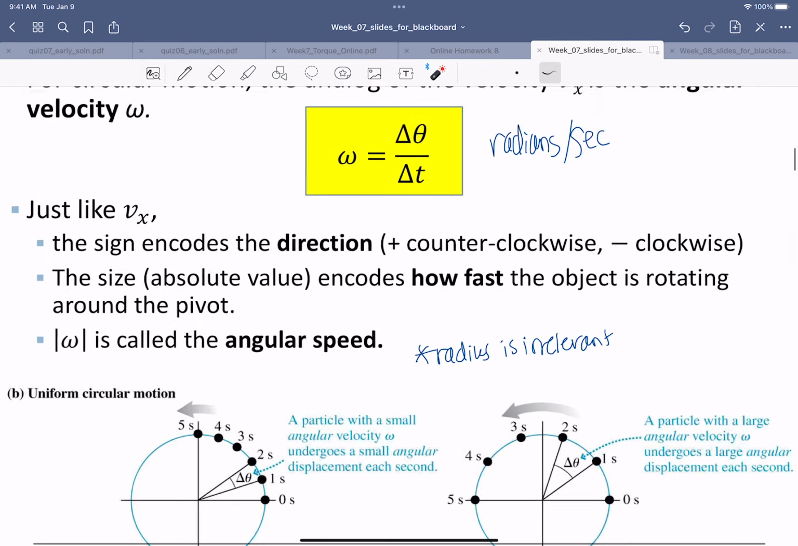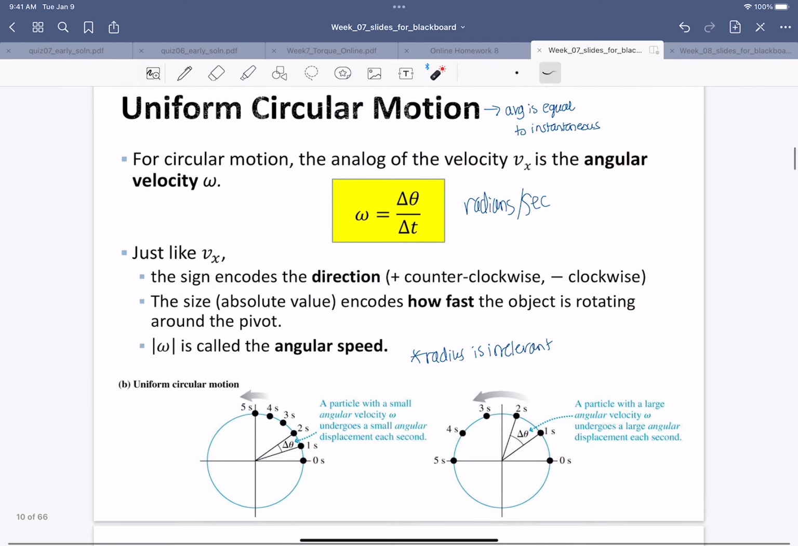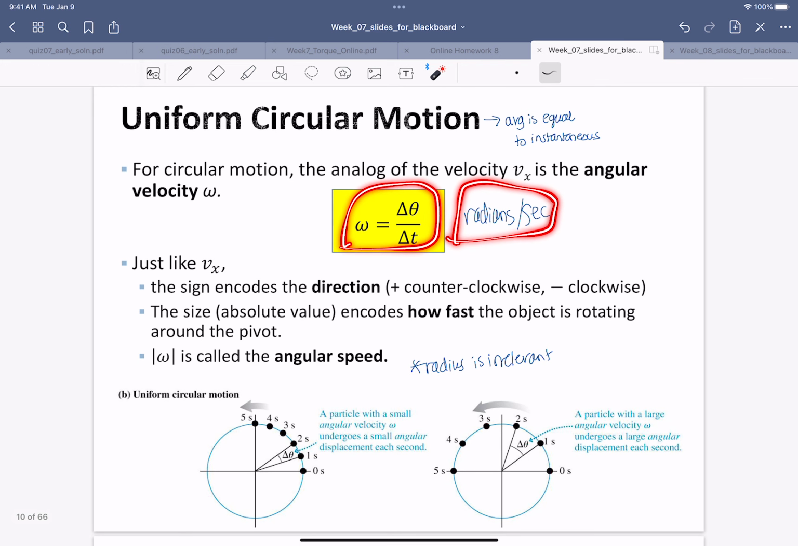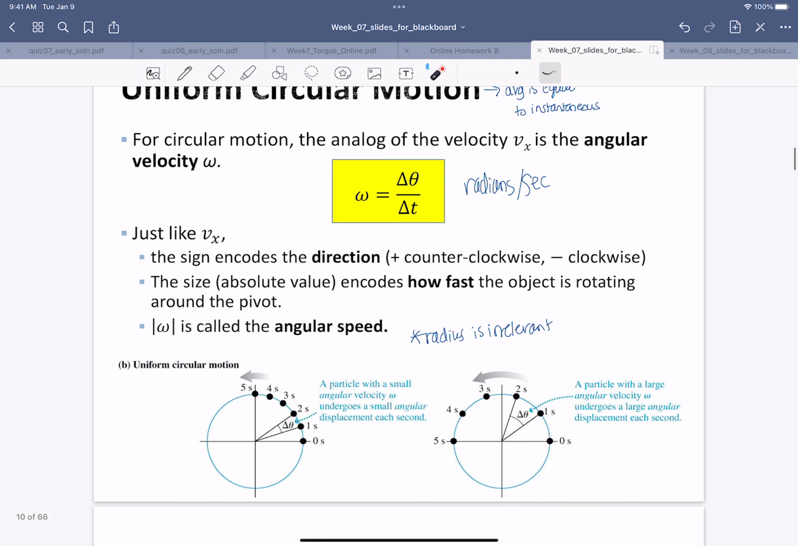So the physical distance around the circle that you cover per second, as opposed to the proportion or the angle that you cover per second. That's why we use radians per second for angular velocity, meters per second for linear speed, right? v is equal to distance or displacement over time.